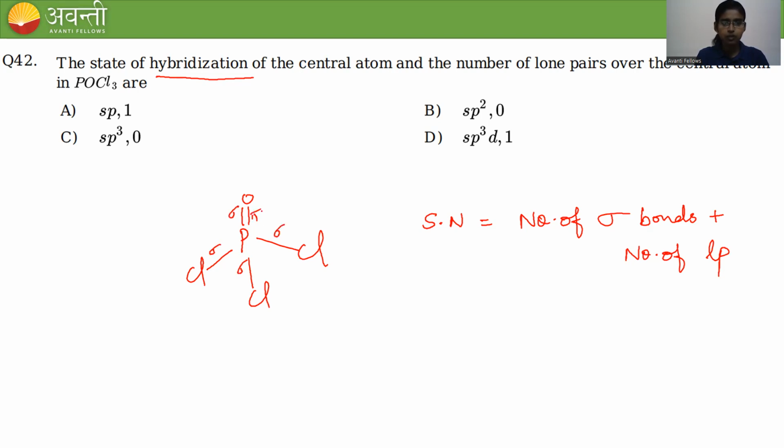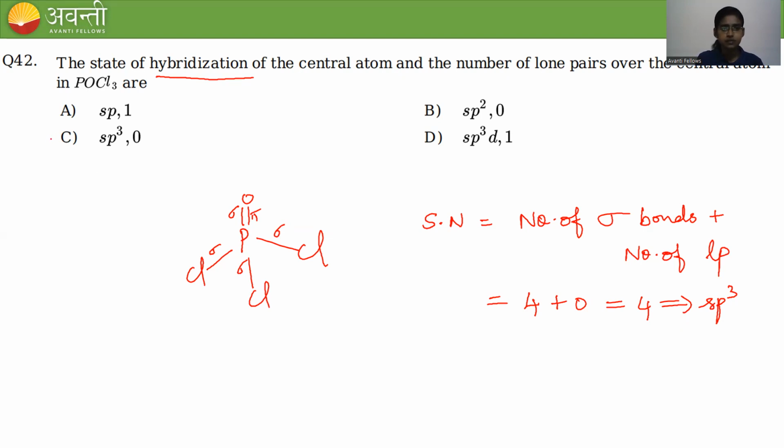The other one is a pi bond. So the total number of sigma bonds is 4. And we don't have a lone pair on phosphorus, so it is 0. So the final answer is 4. If 4 is the steric number, then the hybridization is sp3, right? So the hybridization of the central phosphorus is sp3 and the phosphorus doesn't contain a lone pair, which is 0.